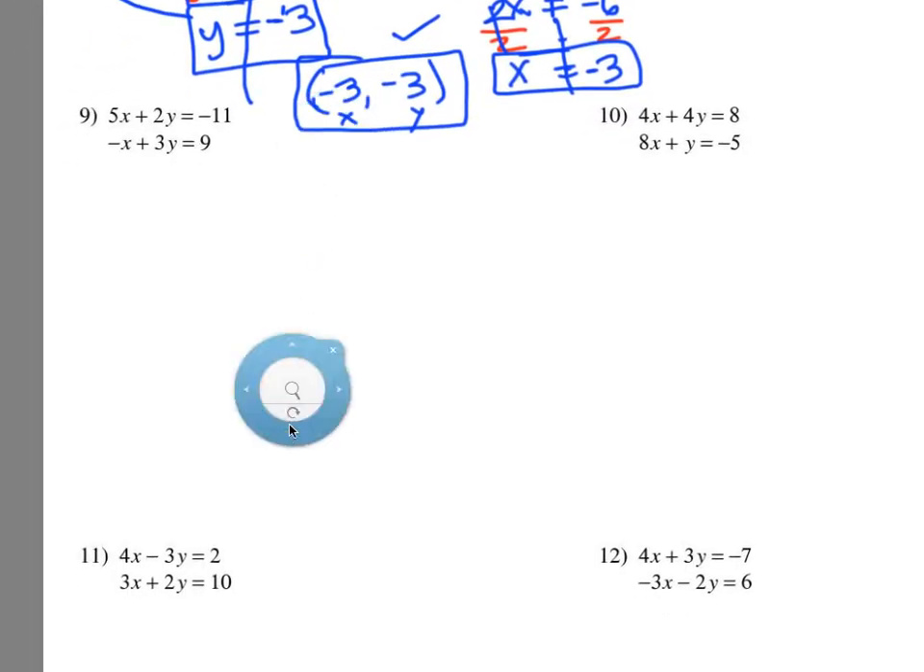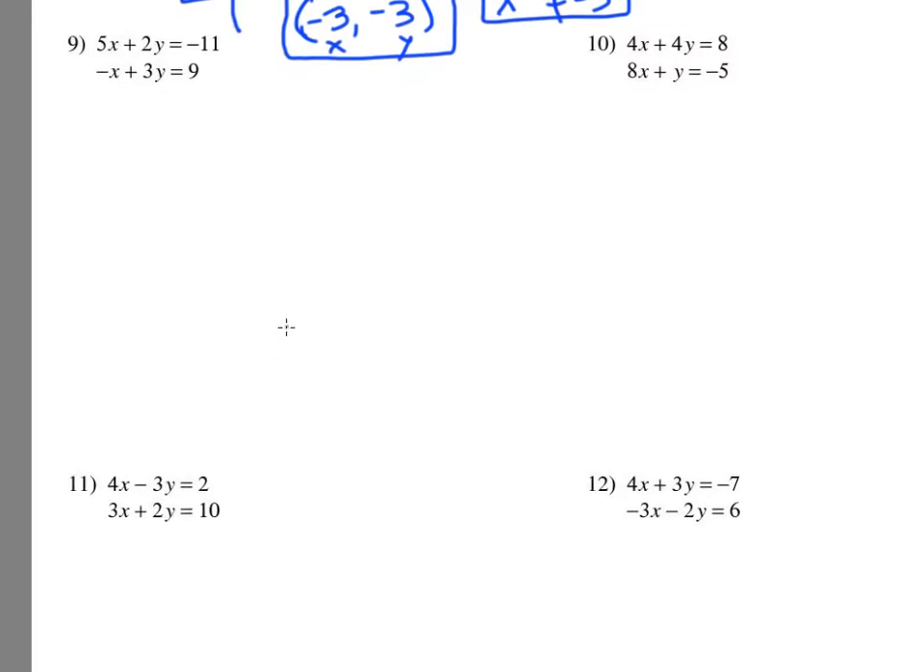Let's do a couple more here. Number 9. All right, so step 1, multiply to create opposites. Look here and here. Which is easier to make opposites? Well, you've got 5 and negative 1. It'd be pretty easy to turn this into 5 and negative 5, right? This guy just needs to multiply by 5.